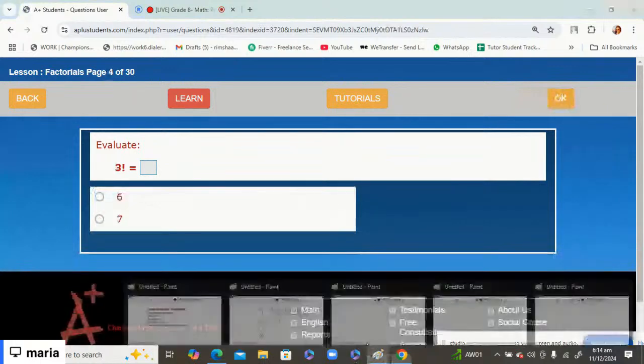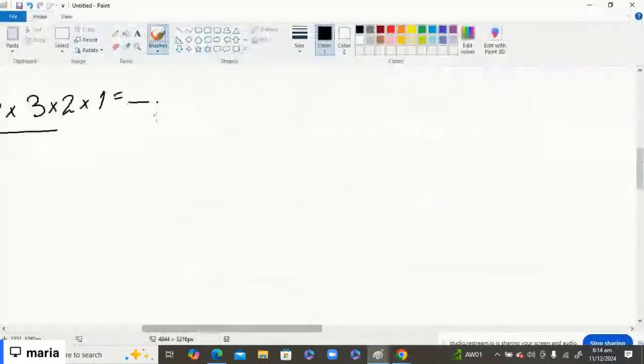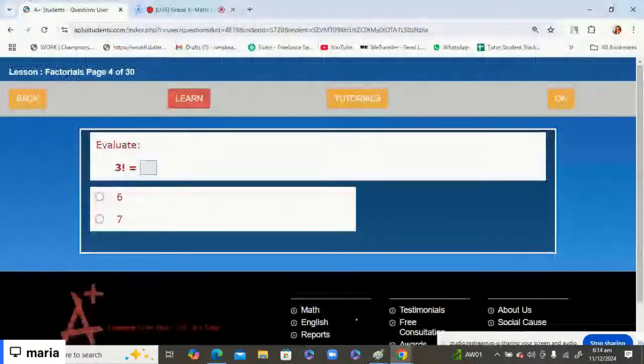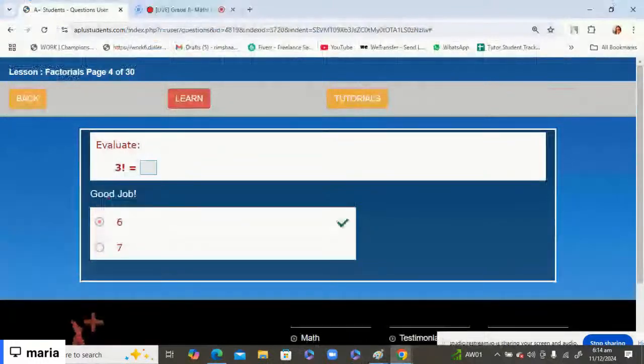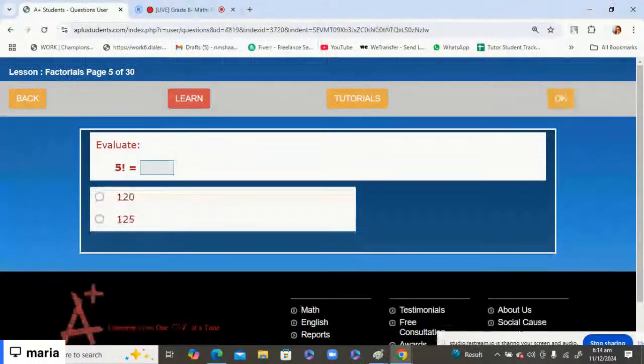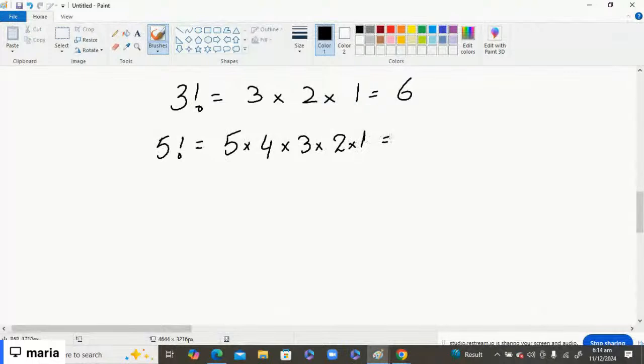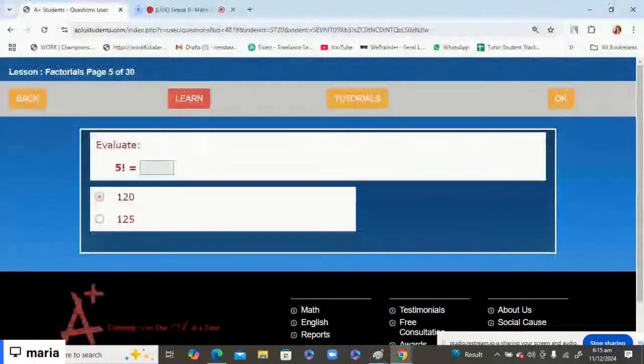3 factorial. What is the answer for 3 factorial? How can we solve it? It's 3 factorial: 3 times 2 times 1, that is 6. Okay? Solve properly and then choose it. 5 factorial. So how can we write 5 factorial? 5 times 4 times 3 times 2 times 1. Okay? 120. Let's see. Yes, there is an option 120.